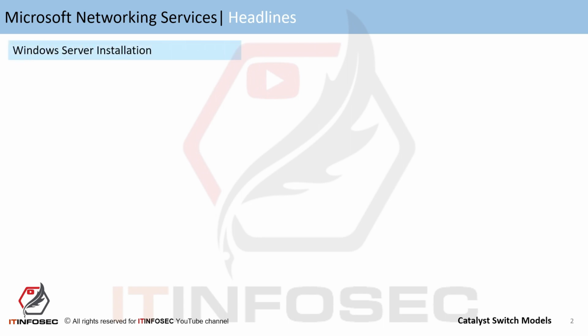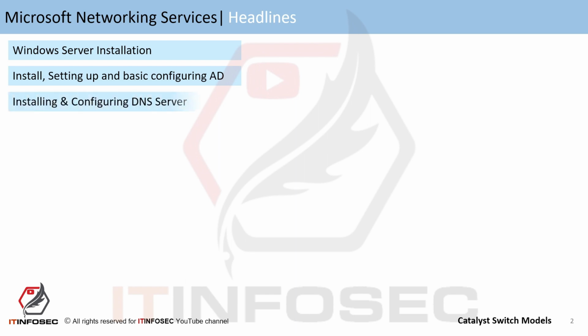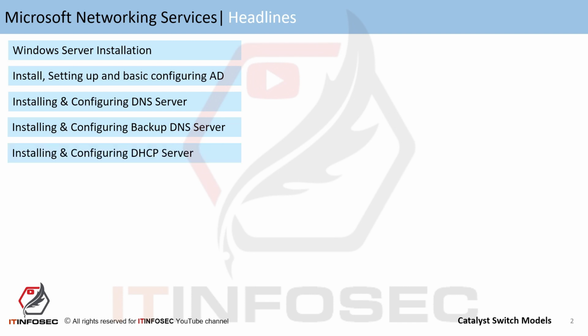We will learn about what Active Directory is and what its benefit is. And after that, we will start with Windows Server installation, and we will describe, perform, and implement the installation, setting up, and basic configuration of Active Directory services. Then we will look at how we can install and configure DNS servers and a DNS server backup, or another item as a backup DNS server.